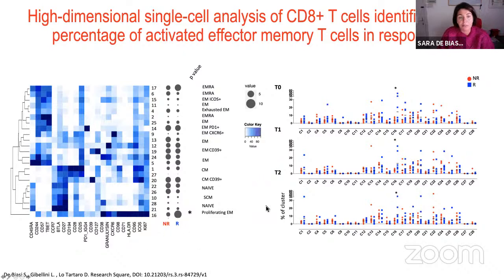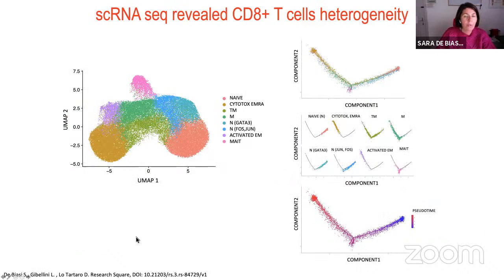And the most important thing we found here is that this cluster was more represented in responders at time 0, and this difference was maintained after the first cycle of therapy and after the second. We wanted to have a broader overview, and to go more in depth in the knowledge of CD8 T cells coming from these patients. So we sorted the CD8 T cells and performed single cell analysis.